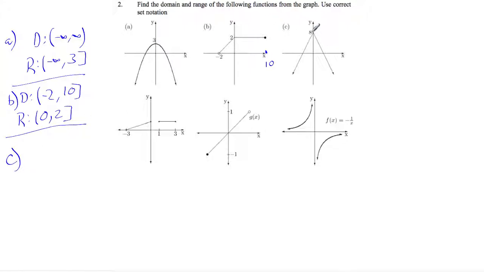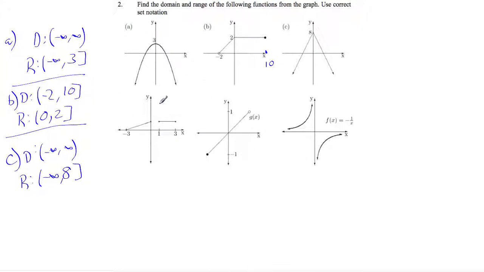Keep C over here. C, the domain, just like letter A, it's not a parabola, but it looks similar. Any x value can be plugged in here, any input. So that's negative infinity to positive infinity. And the range, smallest value is going to be negative infinity, because this arrow means it goes on forever. So I come up here, it goes up, hits 8, and equals 8, and it gets a bracket. So those are my answers for the first 3.